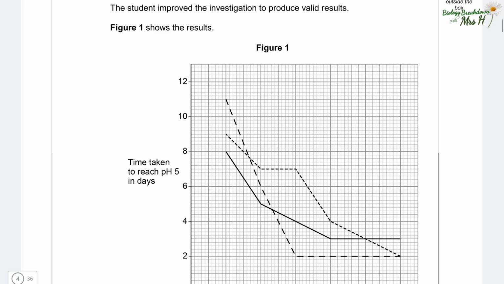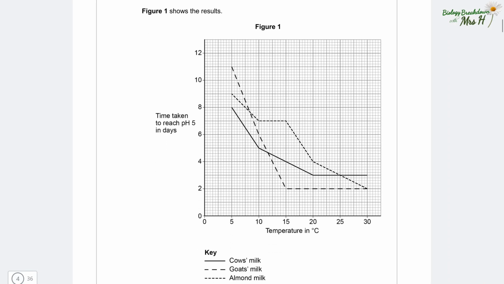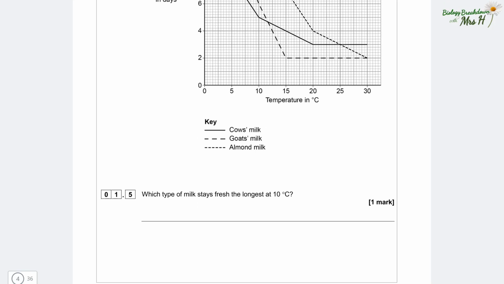Figure 1 shows the results. So we've got a graph and it's showing the time taken to reach pH 5 in days and different temperatures. Now we've got different types of milk. We've got our key there, cow's milk, goat's milk and almond milk. Which type of milk stays fresh the longest at 10 degrees C?